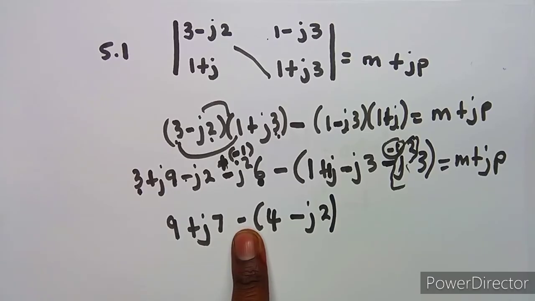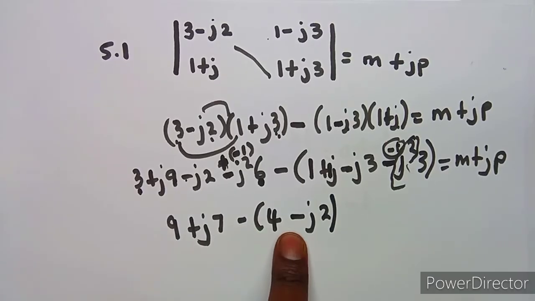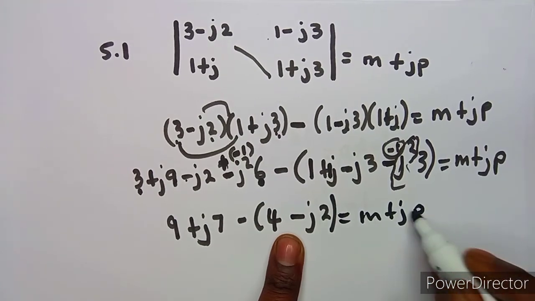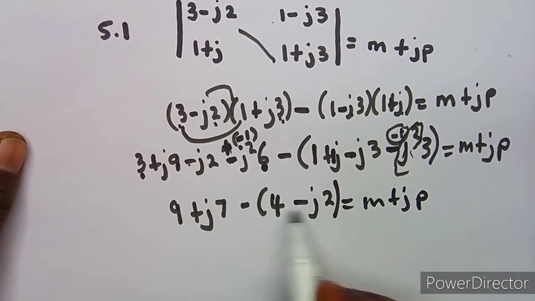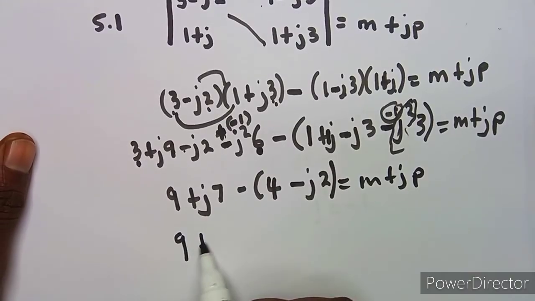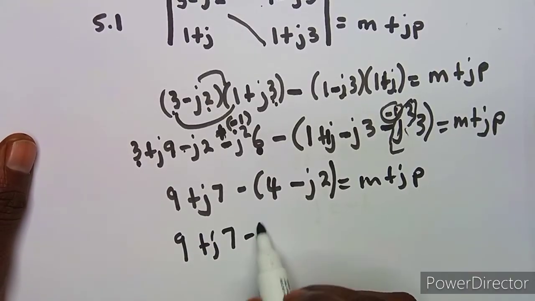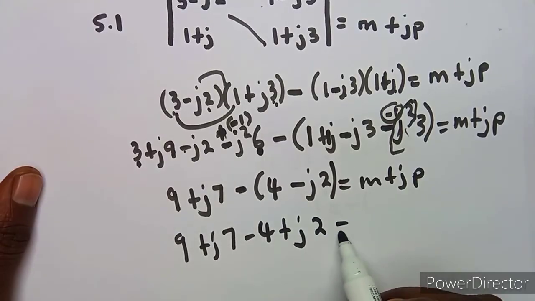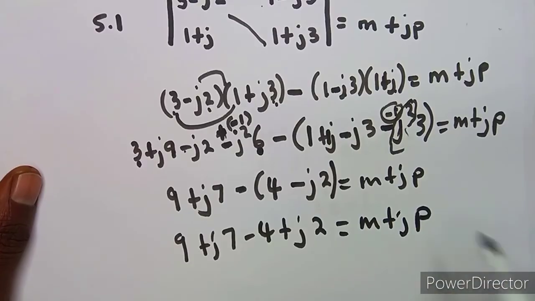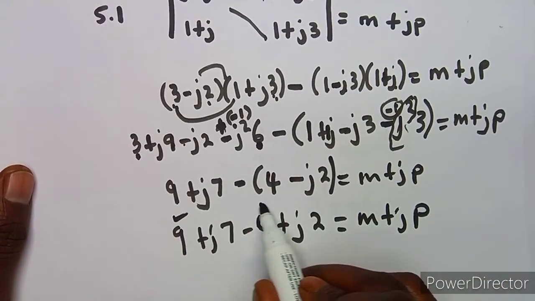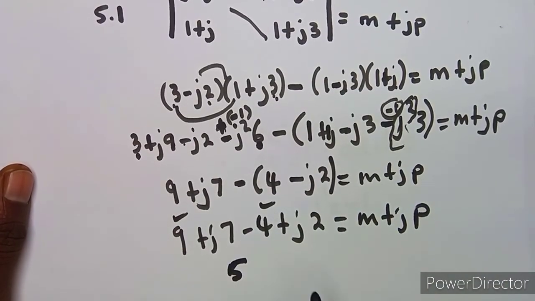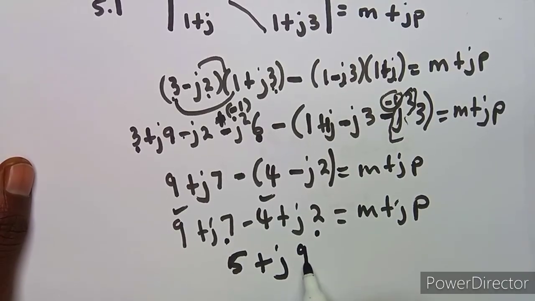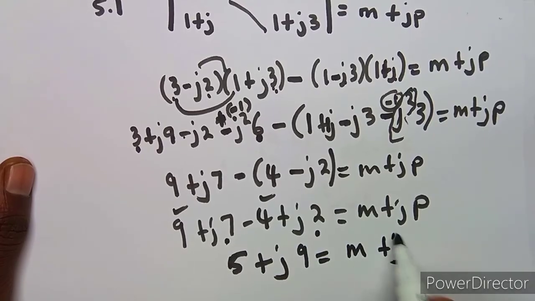But there's this minus, which is supposed to expand whatever you get after simplifying, which is M plus JP there. So let's just expand the brackets and collect like terms. 9 plus J7 minus 4, minus and minus, which is a plus, so it's going to be plus J2, which is M plus JP. So collect like terms. 9 minus 4, which is 5, plus J7 and J2, which is J9, which is equivalent to M plus JP.